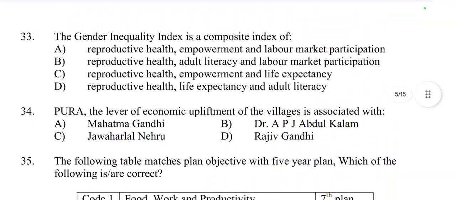Option D. Then question number 33. The Gender Inequality Index is a composite index. There are three dimensions: reproductive health, empowerment, and labor market participation. These are the components of the Gender Inequality Index, because we see many inequalities or differences between men and women in labor market participation, empowerment, or health of the female candidate. So option A is right here.